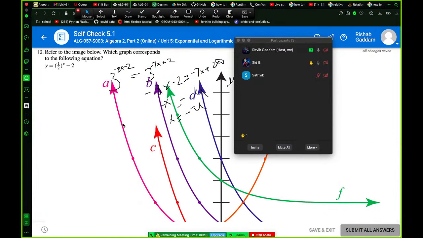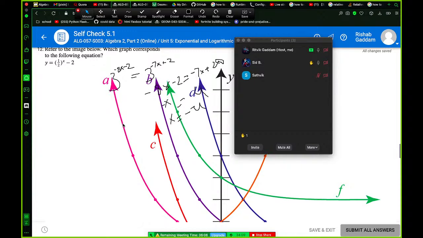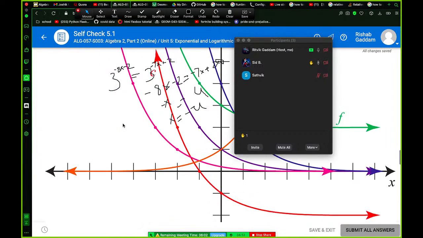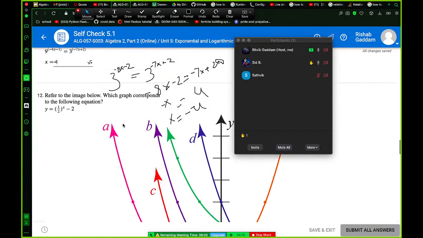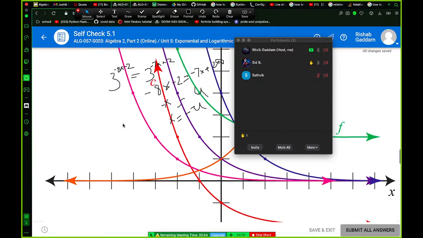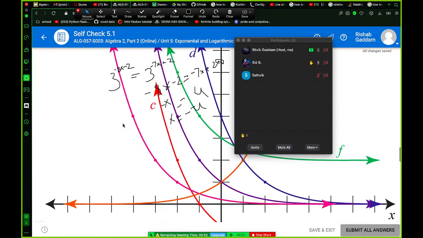Refer to the image below, which graph corresponds to the following equation. Y equals half. This is a slope problem. Linear equation. This is not linear equations. This is exponential equations. Oh. So y equals half x minus 2. Yeah.